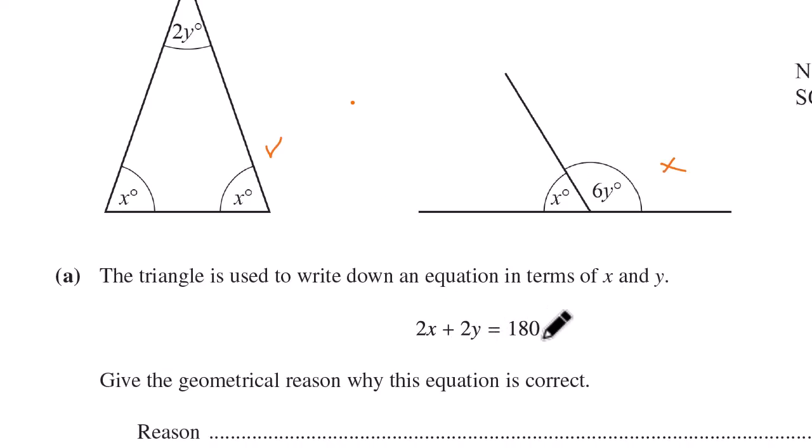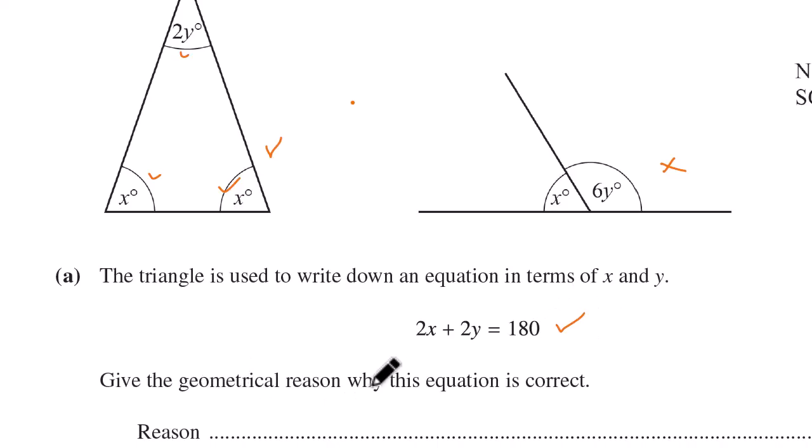2x plus 2y is equal to 180. They need you to remember that the sum of angles in a triangle sums up to 180. So that's x plus 2y. That's simply 2x plus 2y. So that is how they got this.